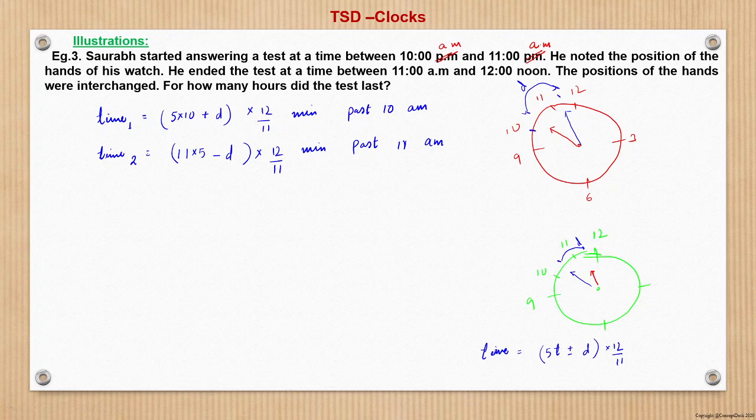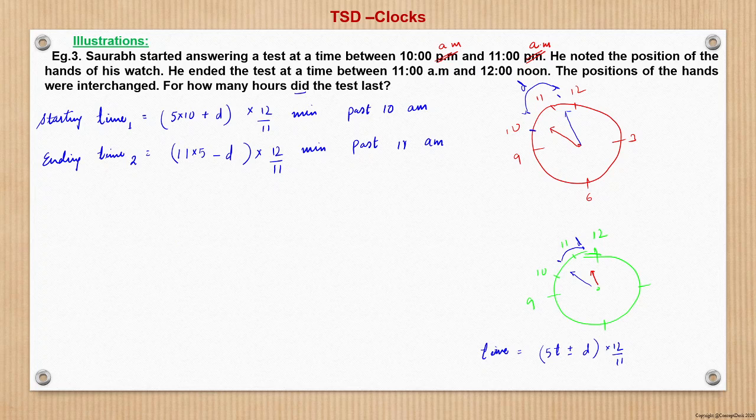So this is basically the starting time. This is the ending time. So to get the difference, how long did the test last? We have to find the value of d. How to find the value of d?